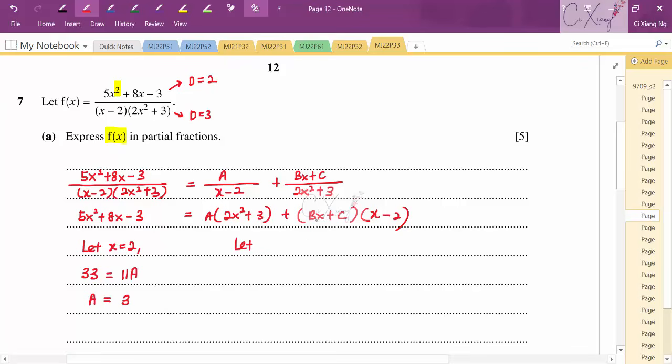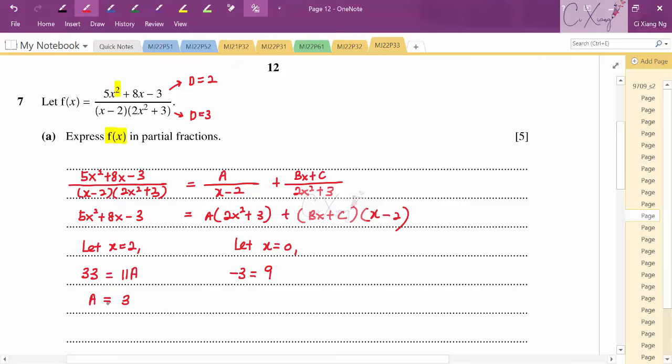Next, I will let x equal 0, where I will try to make the b disappear. Alright, so I will let x equal 0. Substitute 0 into this part, and also this part. I will have negative 3. Substitute 0 into the part A, so I'm having 3a. So 3a means 3 times 3 is 9.